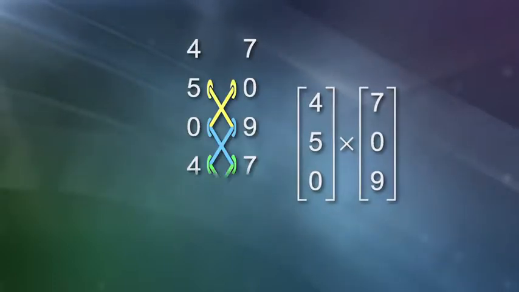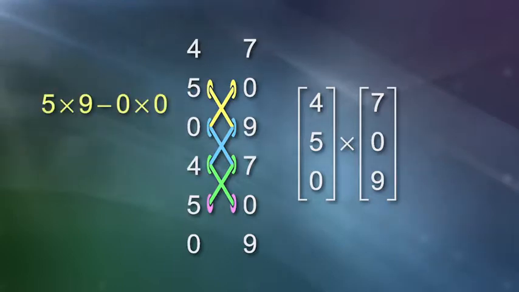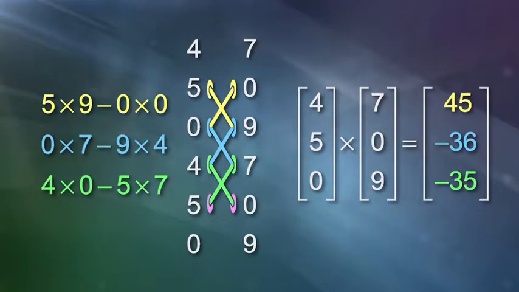Let's do an example. Suppose I want to compute 4, 5, 0 cross 7, 0, 9. I can write out the shoestring diagram, and from this, I see that the first coefficient is 5 times 9 minus 0 times 0, which is 45, and the other components are computed similarly. So we obtain the cross product 45, -36, -35.